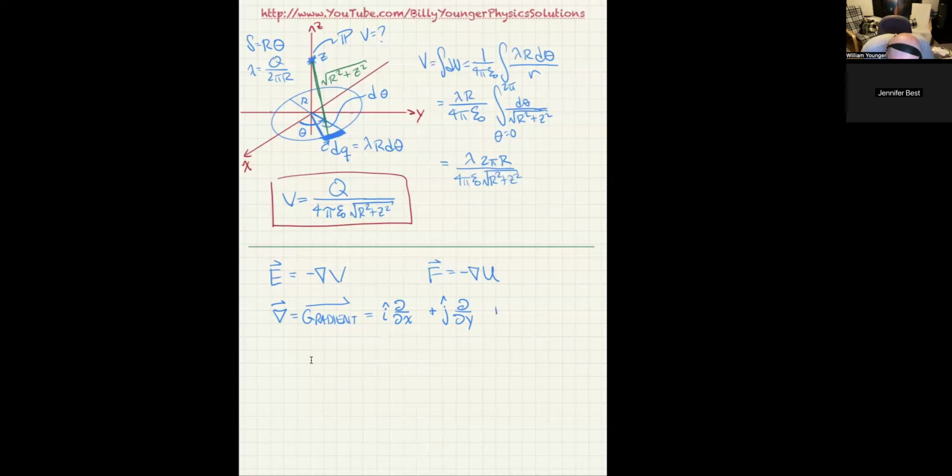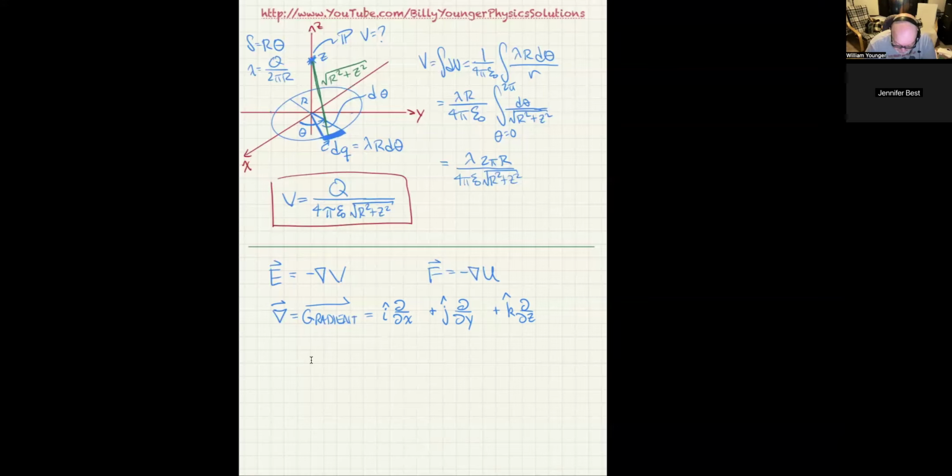So I leave a space again, and this becomes k hat partial with respect to z, again leaving a space to the side. So that's what the gradient is, and if it's operating on a scalar, which is what the electric potential is, then it just is a differential operator. So basically you're going to take the derivative of V.